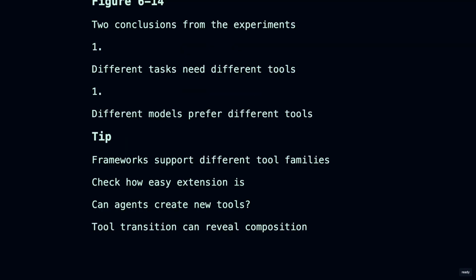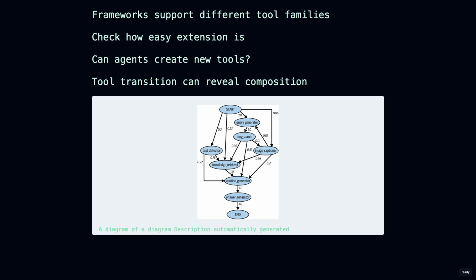Tool transition asks which tool tends to follow another. If two tools are often used together, they may be good candidates for combination into a more powerful composite tool. This diagram shows how tools can lead to other tools over time. The key insight is that repeated transitions can reveal structure that is useful for building larger skills.